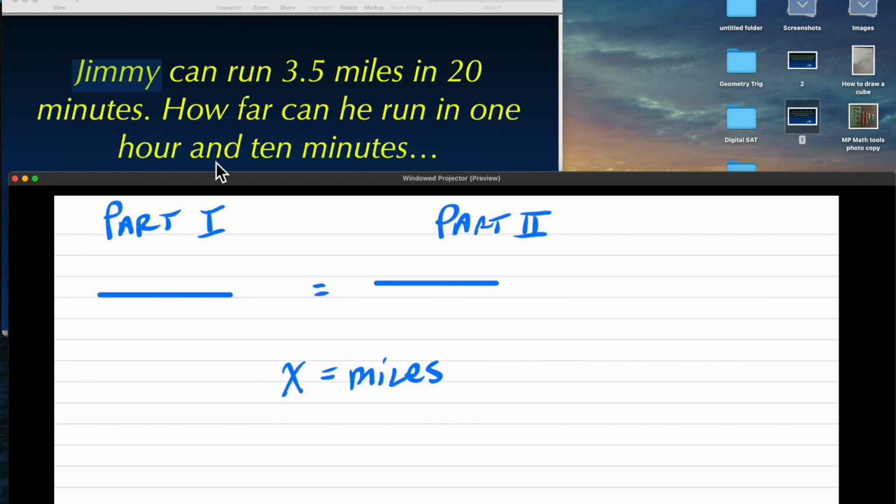So here in part 1, they tell us he runs 3.5 miles in 20 minutes. That word in means fraction line. Another word that means fraction line is per. $12 per hour. 3.5 miles in 20 minutes. Whenever you see in, whenever you say per, or another one is for every, all of those words or expressions mean fraction line. So here it is, 3.5 miles in, that's the fraction line, 20 minutes.